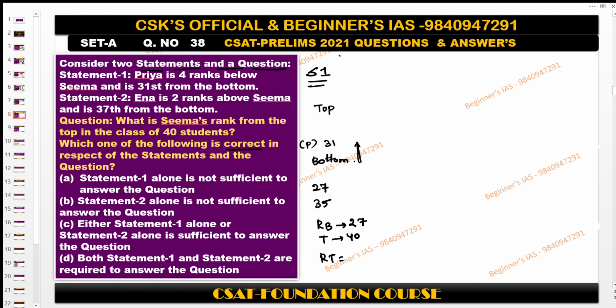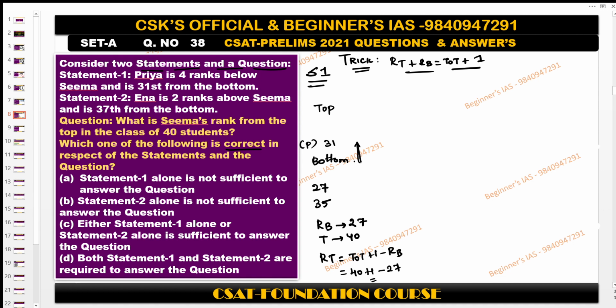Listen carefully. You know this logic: rank from the top plus rank from the bottom is equal to total plus 1. So rank from the top is equal to total plus 1 minus rank from the bottom. Now the total is 40, so 40 plus 1 minus 27. 41 minus 27. What is 41 minus 27?